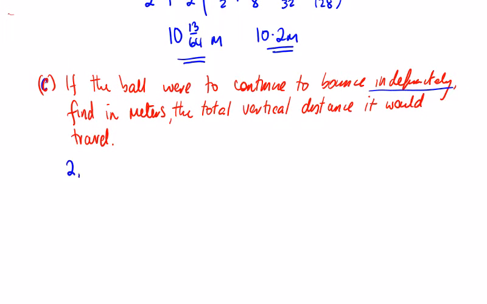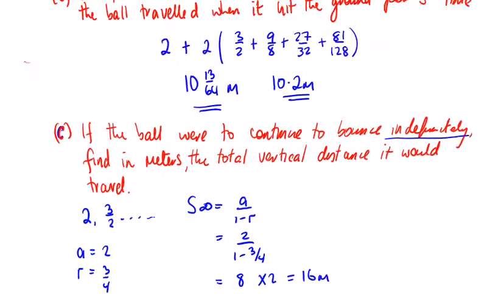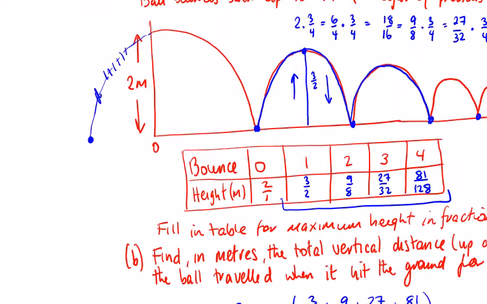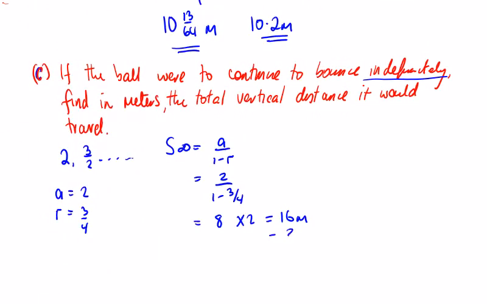So 2, we have 3/2. So A is equal to 2, and the ratio is 3/4. Sum to infinity is equal to A over 1 minus R, which is equal to 2 over 1 minus 3/4, which is 2 over 1/4, which is 8. And we'd have to multiply that by 2, because it's going up and down, which is 16 meters. And then we'd have to take away this part of it that wasn't part of the sequence. So if we take away 2, 14 meters will be our answer.